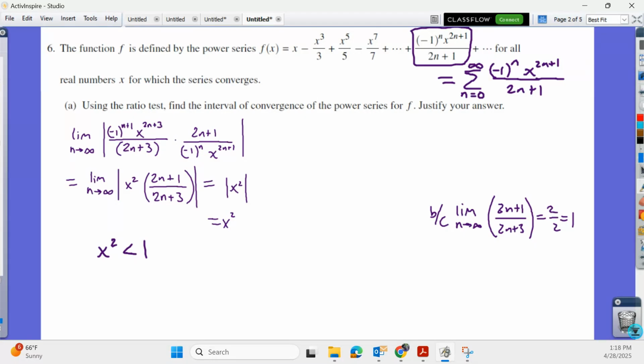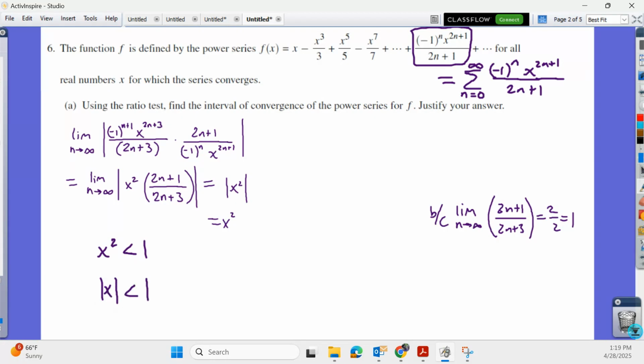There are a lot of ways you can do it. Maybe you can just look at this and say x is between negative 1 and 1. You could think about it graphically. You could actually take the square root of both sides. Pre-calc teachers might cringe there, but the square root of x squared is the absolute value of x, and the square root of 1 is 1.